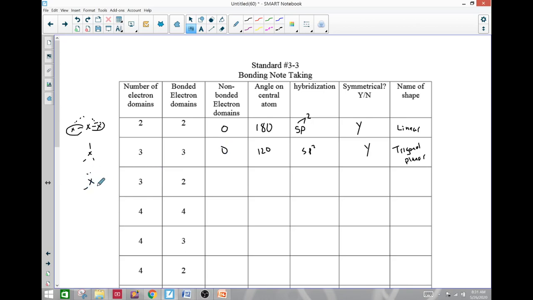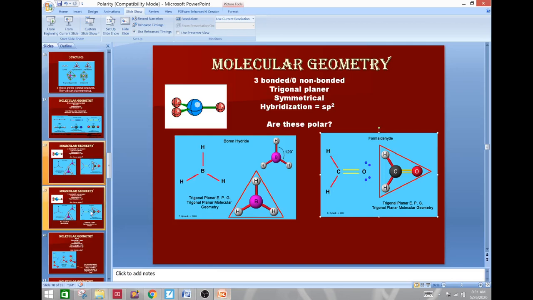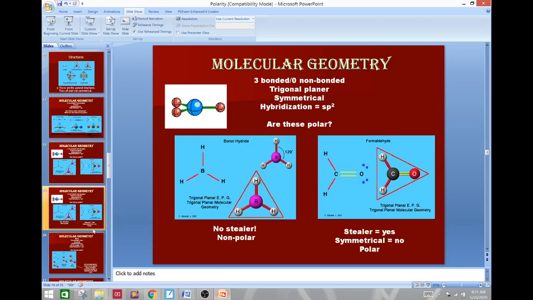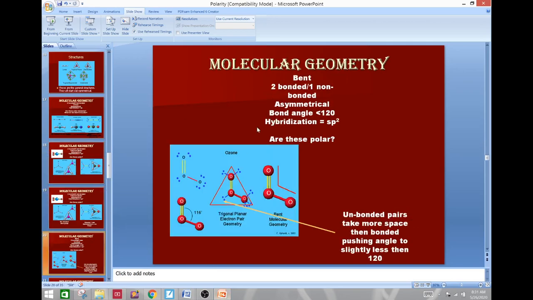Now we're taking this guy and we're going to say, okay, 3 things total, but one of them is missing, meaning that it just has an empty pair of electrons there. So there's one non-bonded pair, located right here. And that is our indication. Is this thing symmetrical now? No. Its name, let's go back to this PowerPoint here. It's bent. Bent is the name of this thing, not too technical. You see an example of it right there.